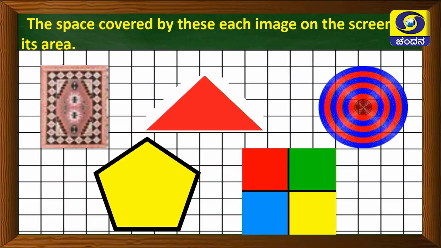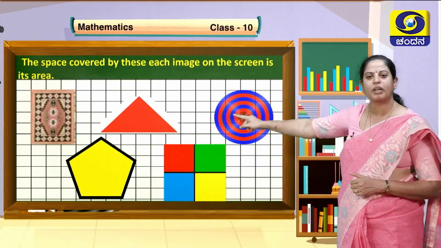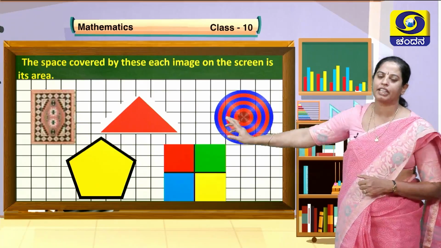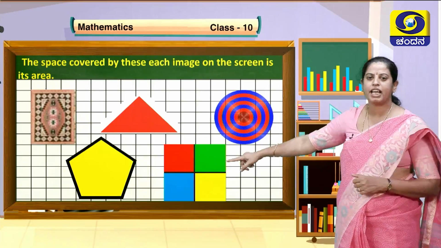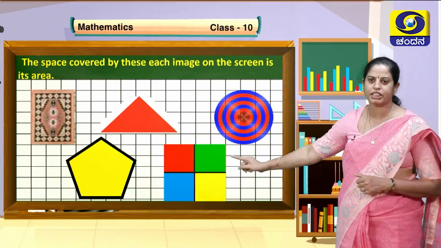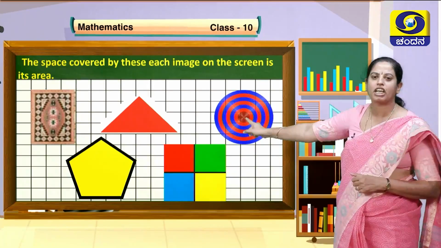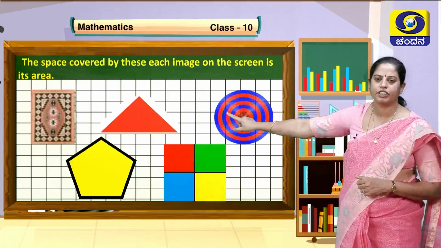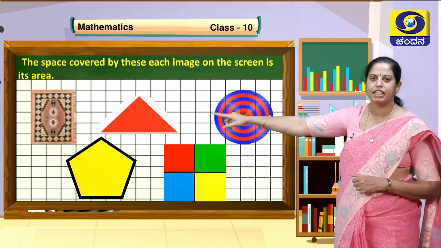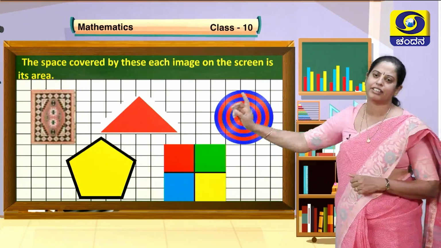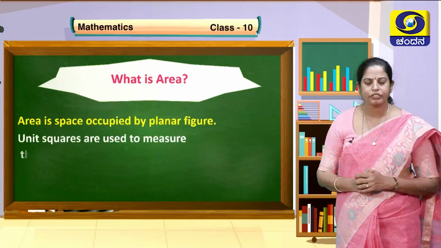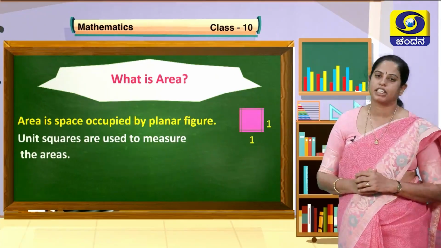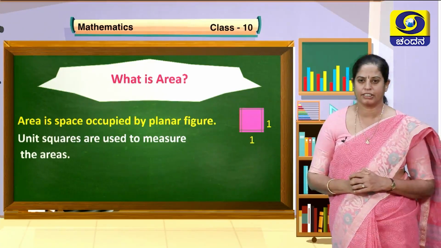The space covered by each image on the screen is its area. The space occupied by the mat is the area of the mat. The space occupied by this pentagon is the area of this pentagon. The space occupied by this square shaped object is the area of this square. The space occupied by this circular figure is the area of this circle, and the space occupied by that red triangle is the area of that triangle. Then we can say that area is nothing but the space occupied by a planar figure.